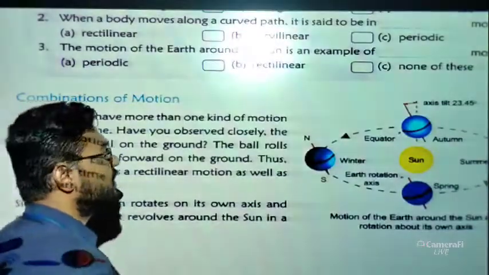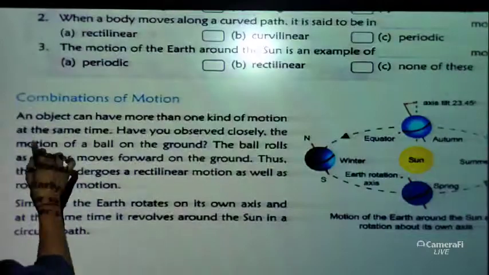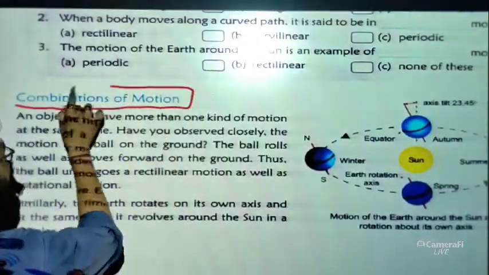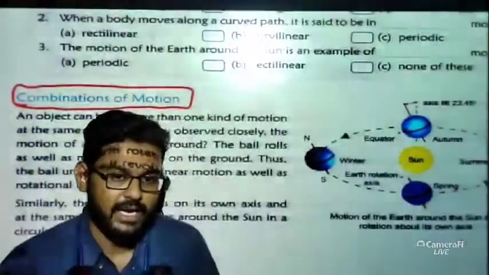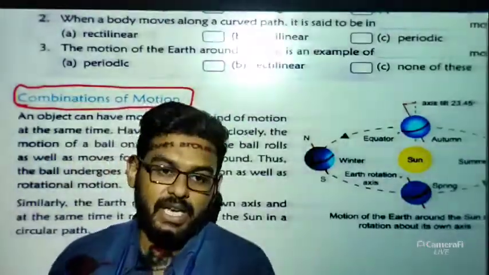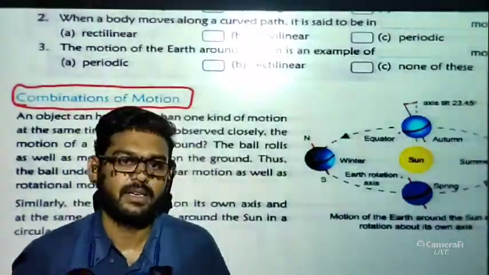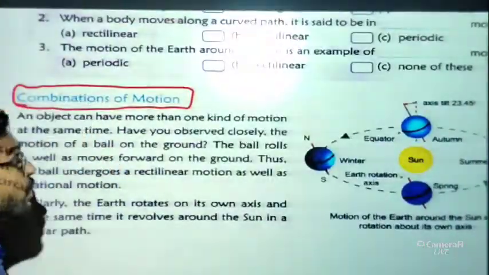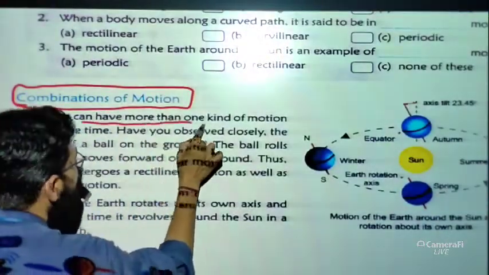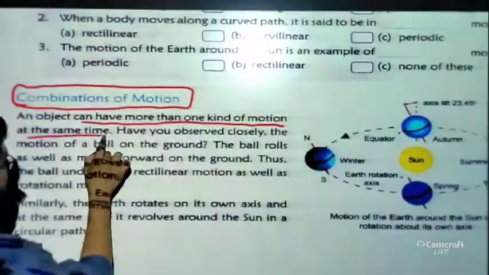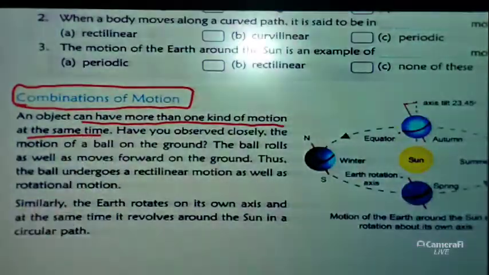Now let me discuss one very important thing. This is the last part of this chapter, the combination of motions. We have discussed a motion which is circular, a motion which is straight line, and a motion which is periodic. But what will happen, students, if we combine two or three motions together? Let us discuss this: an object can have more than one kind of motion at the same time.